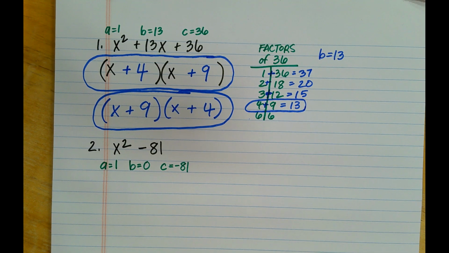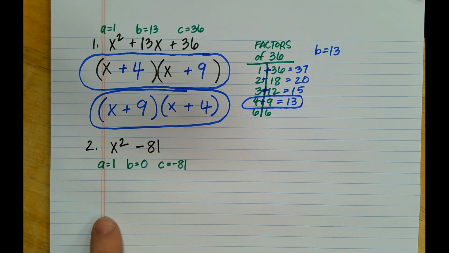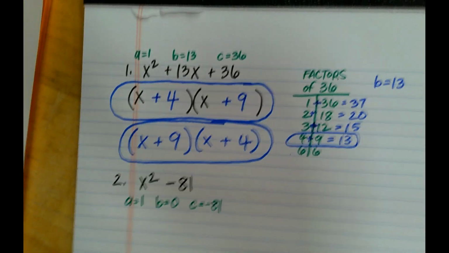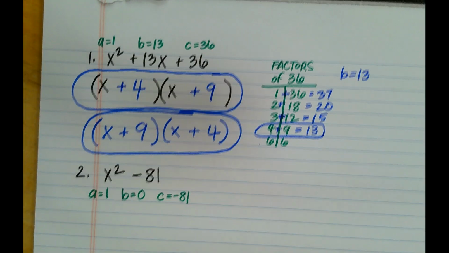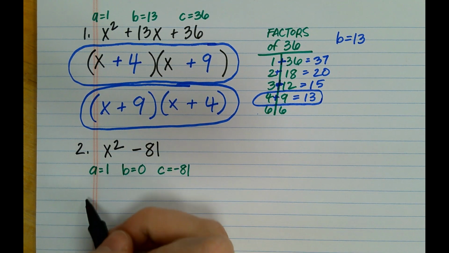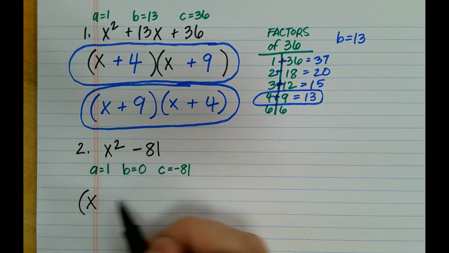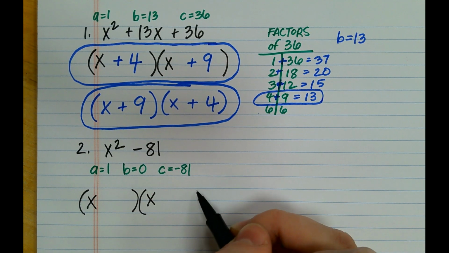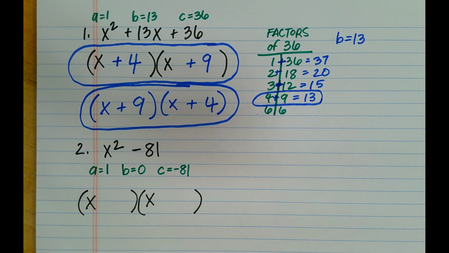Now we have our A, B, and C. What should we do next? Let's go ahead and make our parentheses. I know that my answer needs to be x plus or minus something times x plus or minus something. So I like to start with those parentheses so I don't get lost and forget. And what should I do now?